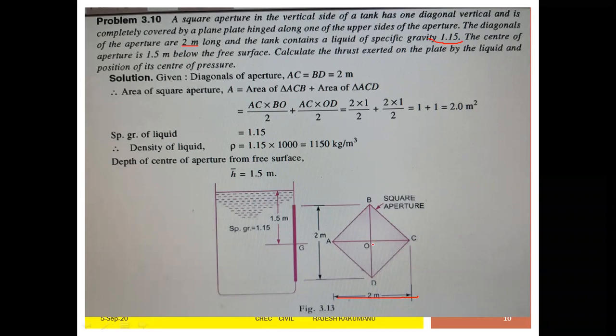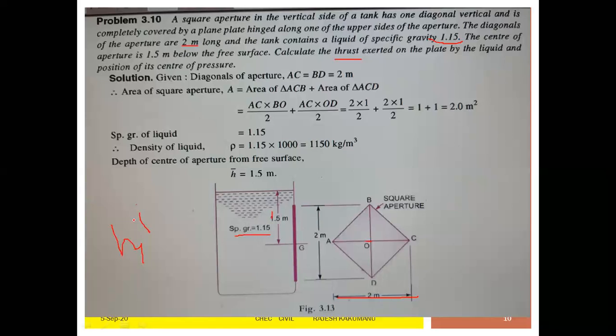So what did he say about the center? The center of aperture is 1.5 meters below the free surface. What did he say about specific gravity? That is 1.15. Now calculate the thrust exerted by the liquid on the plate, and the position of the center of pressure. He asked us to find H star, and the thrust that is developed.